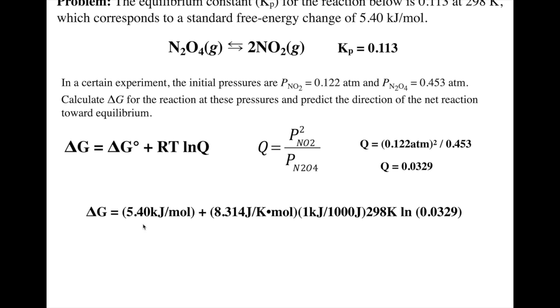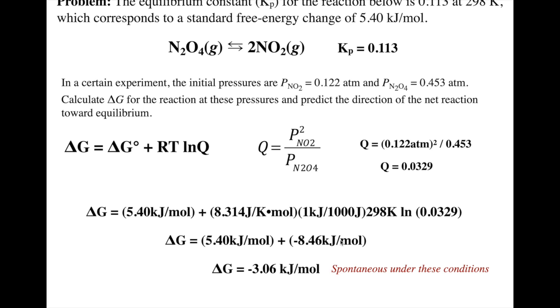So we plug in our values here. Here's our standard delta G, RT natural log Q. We got the R, the conversion to kilojoules, temperature, and natural log of Q. And look what's going to happen here. The RT natural log Q is negative, and it's greater in magnitude than the standard delta G value. So this actually makes delta G under these conditions be spontaneous. The reaction is spontaneous because it's negative under these conditions.